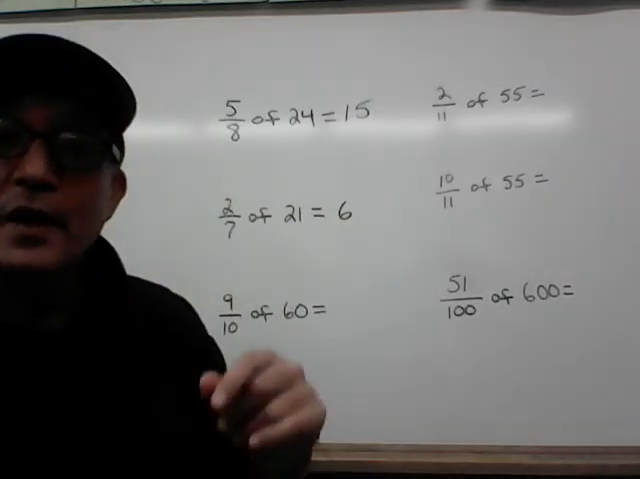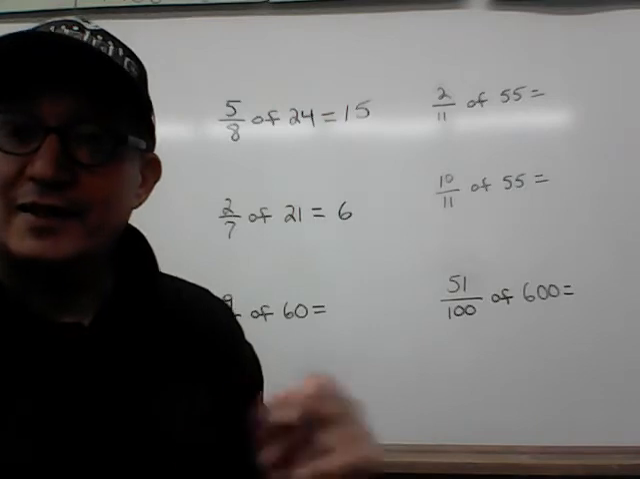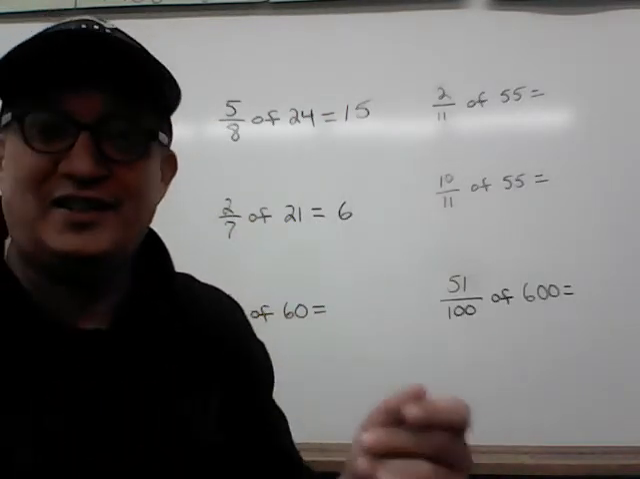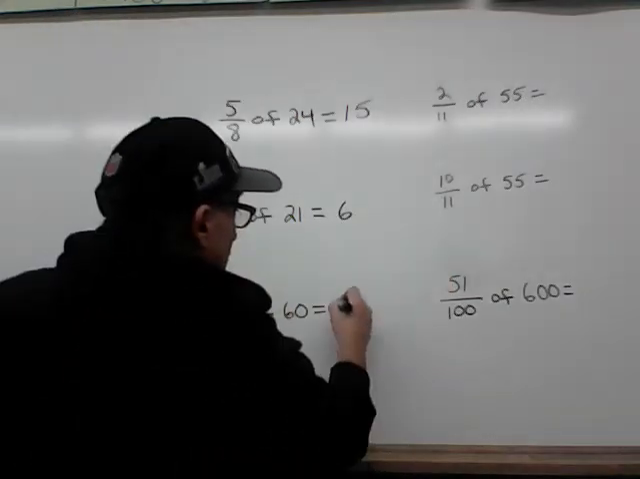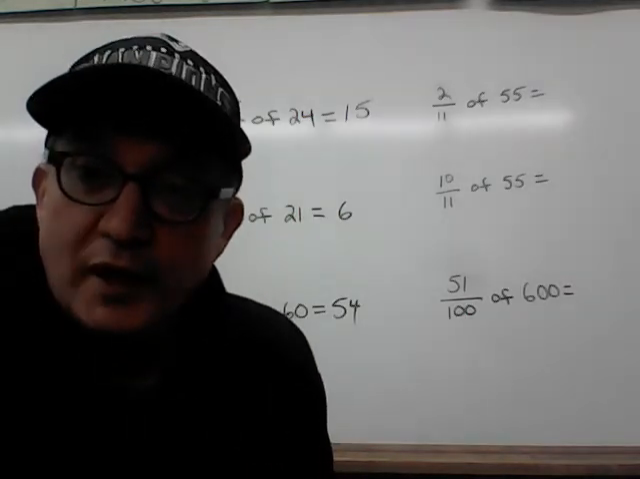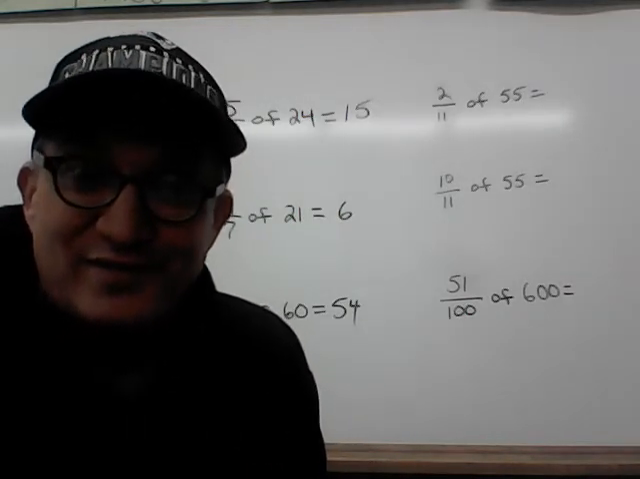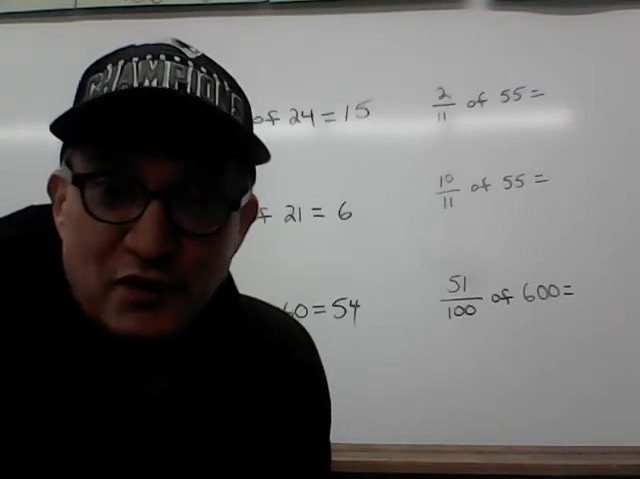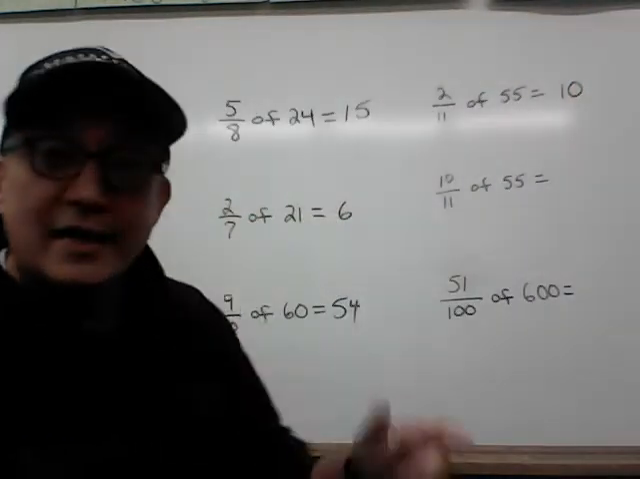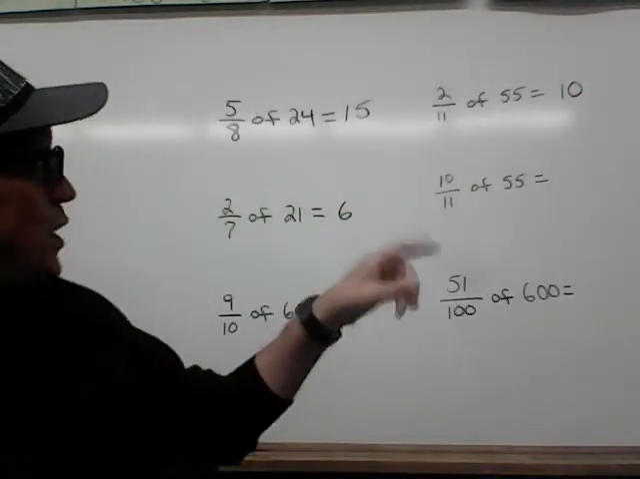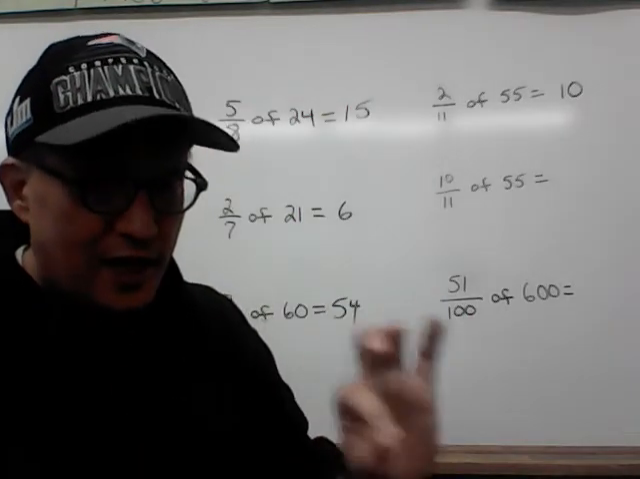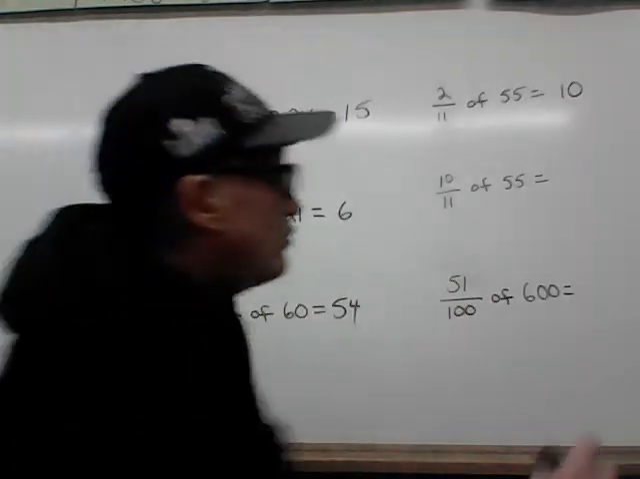9/10 of 60. 1/10 of 60 is 6. 9/10 of 60 is 9 times bigger than 1/10 of 60. So it's 9 times 6, or 54. 2/11 of 55. 1/11 of 55 is 5. So 2/11 of 55 is 2 times 5, or 10. 10/11 of 55. Well, 1/11 of 55 is still 5. So 10/11 of 55 is 10 times 5, or 55.